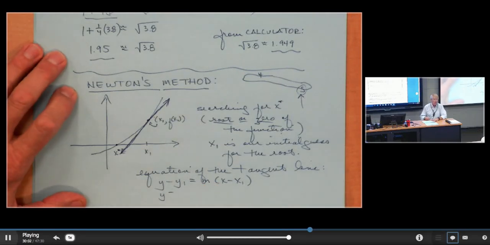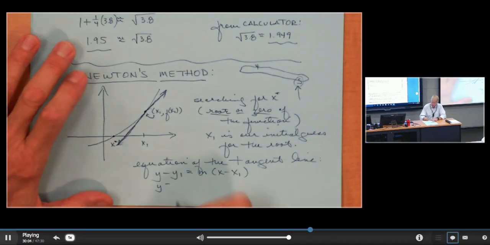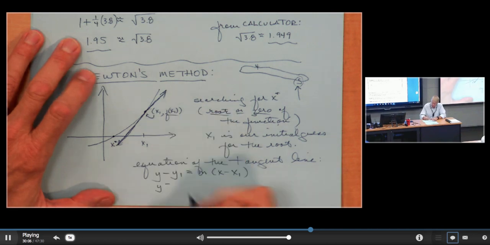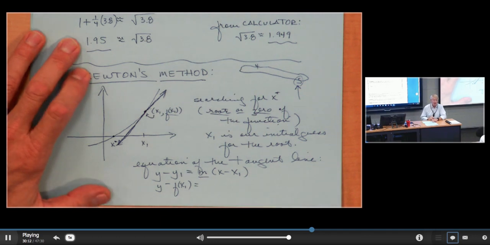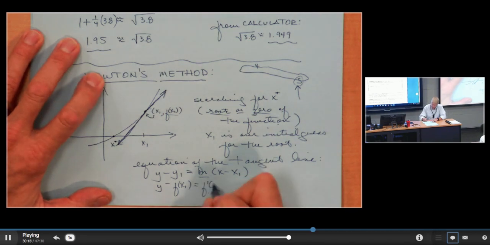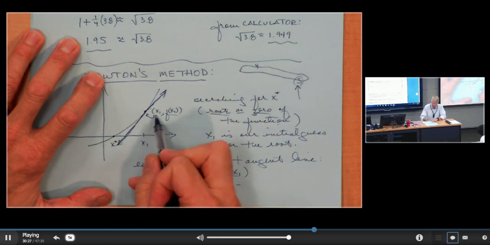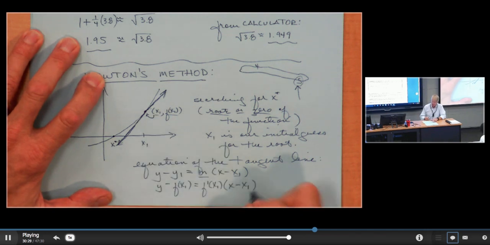So what is the known y value? It is f of x1. What is the slope of the tangent line to the curve at this point? The derivative at x1 is the slope of the tangent. And the initial x value, x1, happens to actually be x1, so we'll leave that alone.